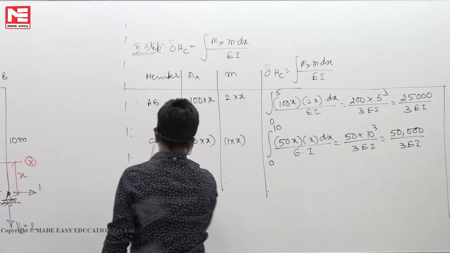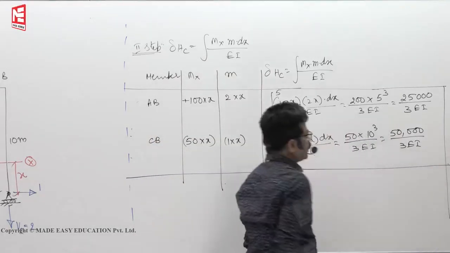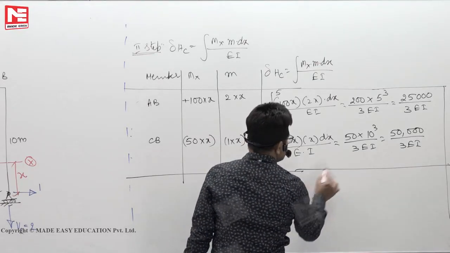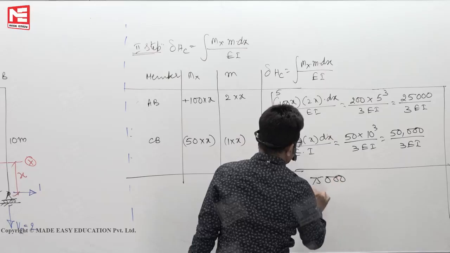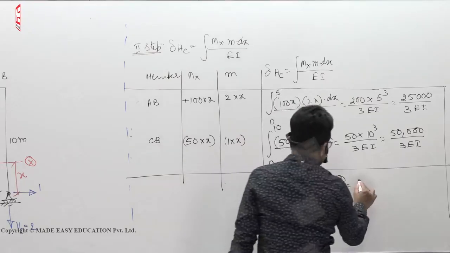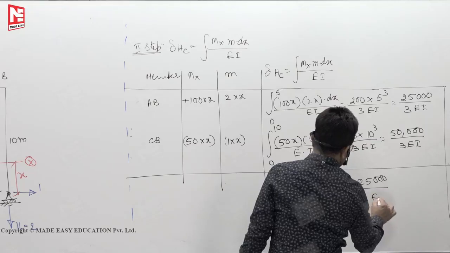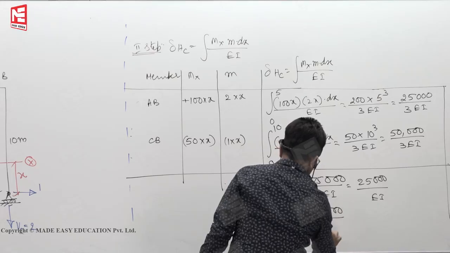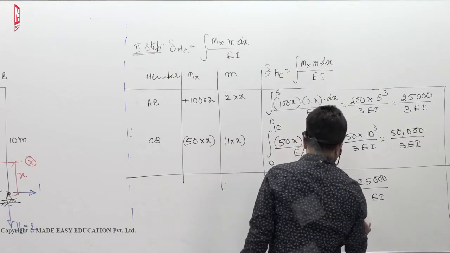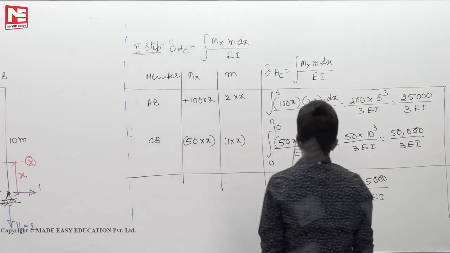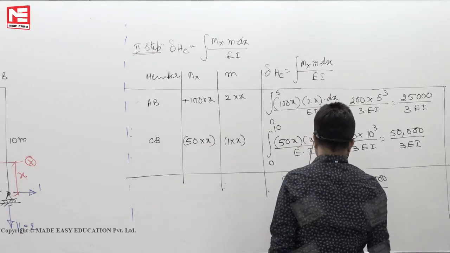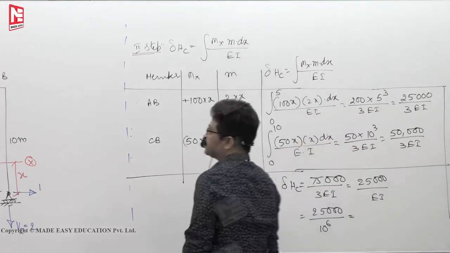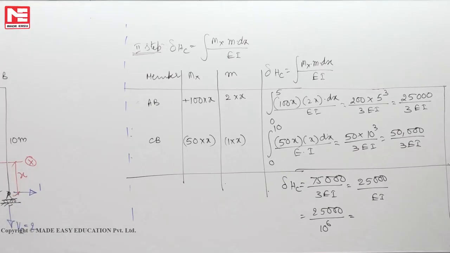So these are the individual contributions. They see to it that you don't require calculator also, but even if you require, quickly you can manage. So delta horizontal displacement of C, 75,000 by 3 EI. In other words, 25,000 by EI. EI value has given 10 to the power of 6 Newton mm square. This you got in meters. Newton mm square. 10 to the power of 6 Newton meter square it must be.